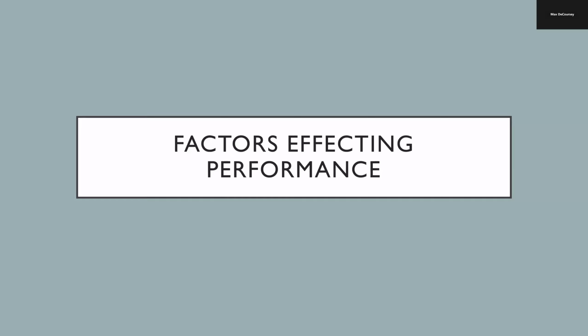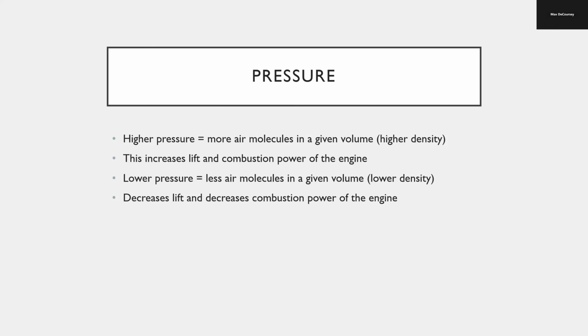So we need to talk about the factors affecting performance, okay? The first thing that we'll talk about is pressure. When we have a higher pressure, that equals more air molecules in a given volume, right? That's higher density. So when we have high pressure, that means we have higher density of air. This is going to increase the lift and the combustion power of the engine.